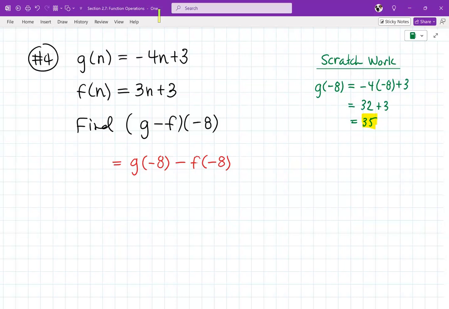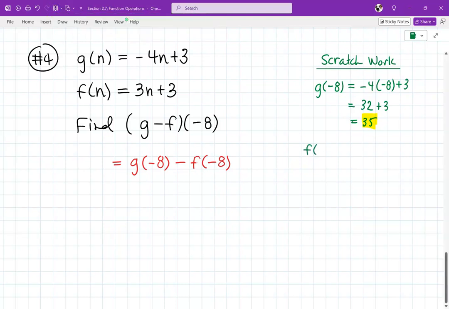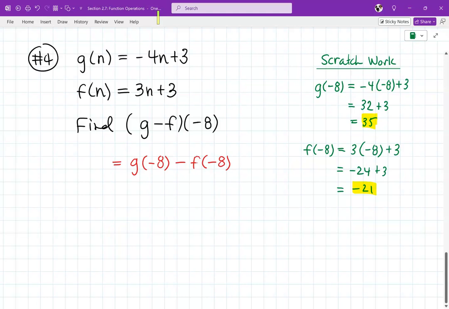Now let me find f of -8. So f of -8 is 3 times -8 plus 3. Right? Because it's 3n plus 3. So 3 times -8 plus 3. 3 times -8 is -24 plus 3. So -24 plus 3 is -21. I'm going to highlight that really quick just so I know that's another one of my answers.